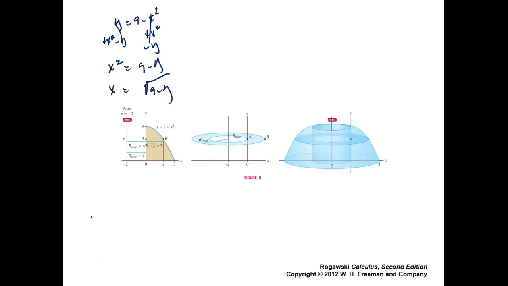Now the good news, well, no, not quite. If we were revolving it around the y-axis, then that would just be 9 minus y, which would be pretty easy. But we're revolving it around the line x equals -2, and that's going to complicate matters a little bit because it would be this value plus 2. And that's exactly what they show here, square root of 9 minus y plus 2.